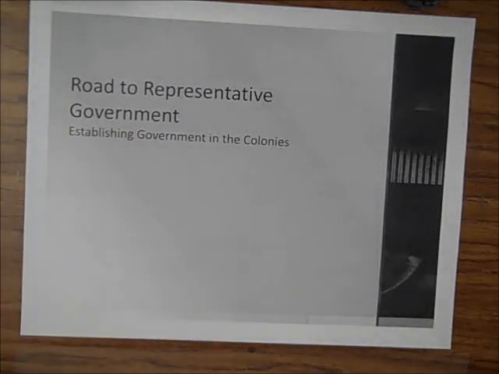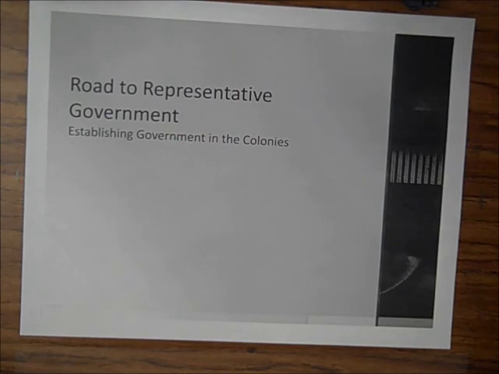We're going to begin discussing the road to representative government. This is all about establishing government in the colonies. And when we talk about representative government, we are discussing how the people will represent themselves.